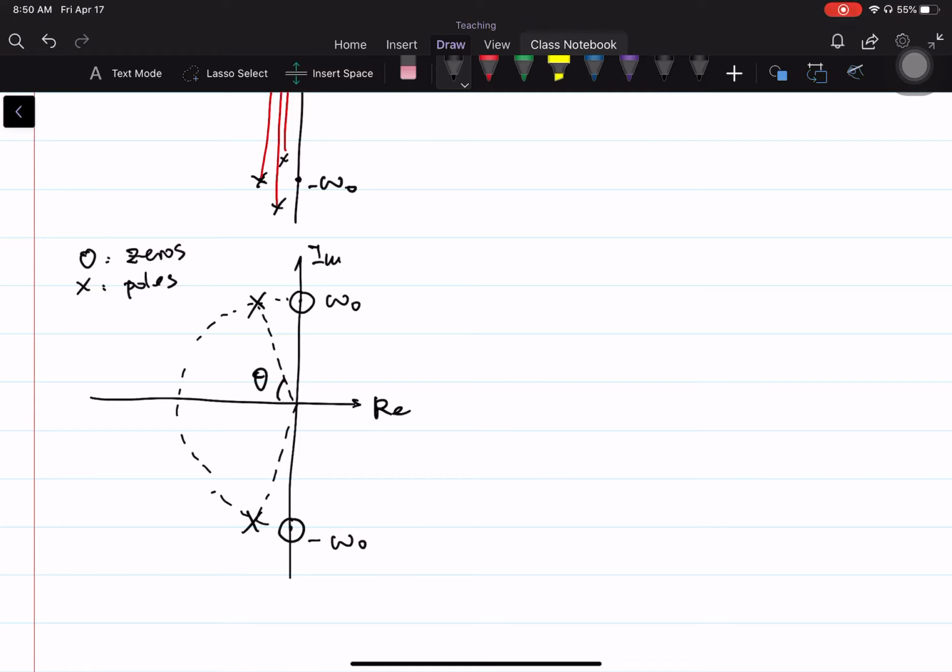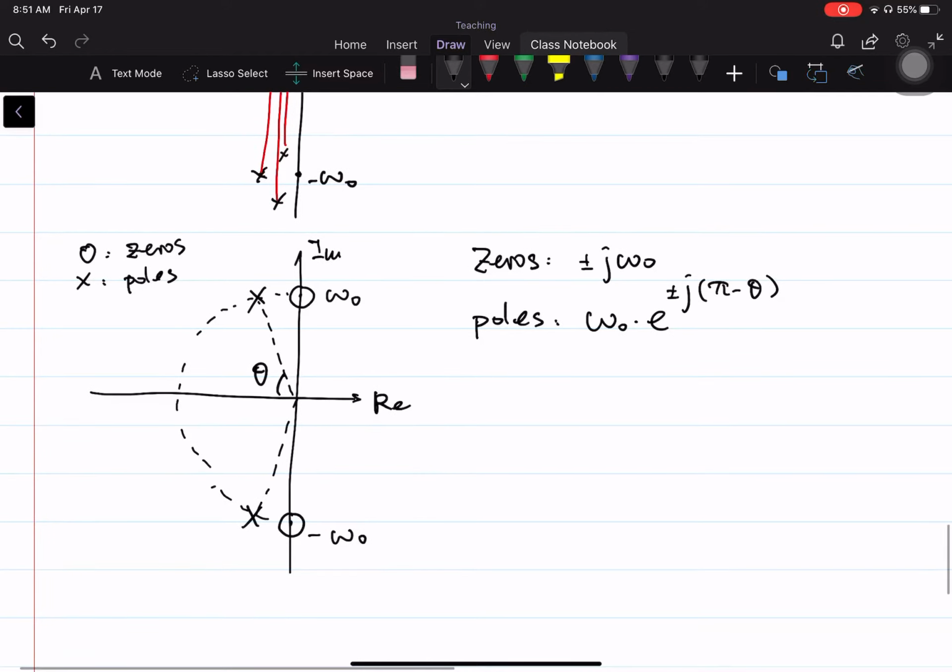So in this case, we know for this arrangement, the zeros are plus minus j omega naught, since they're on the geometric axis, and the poles are on the same semicircle, so omega naught times e to the plus minus j (pi minus theta) will be the angle of the two poles. And I enter these poles and zeros in the transfer function.